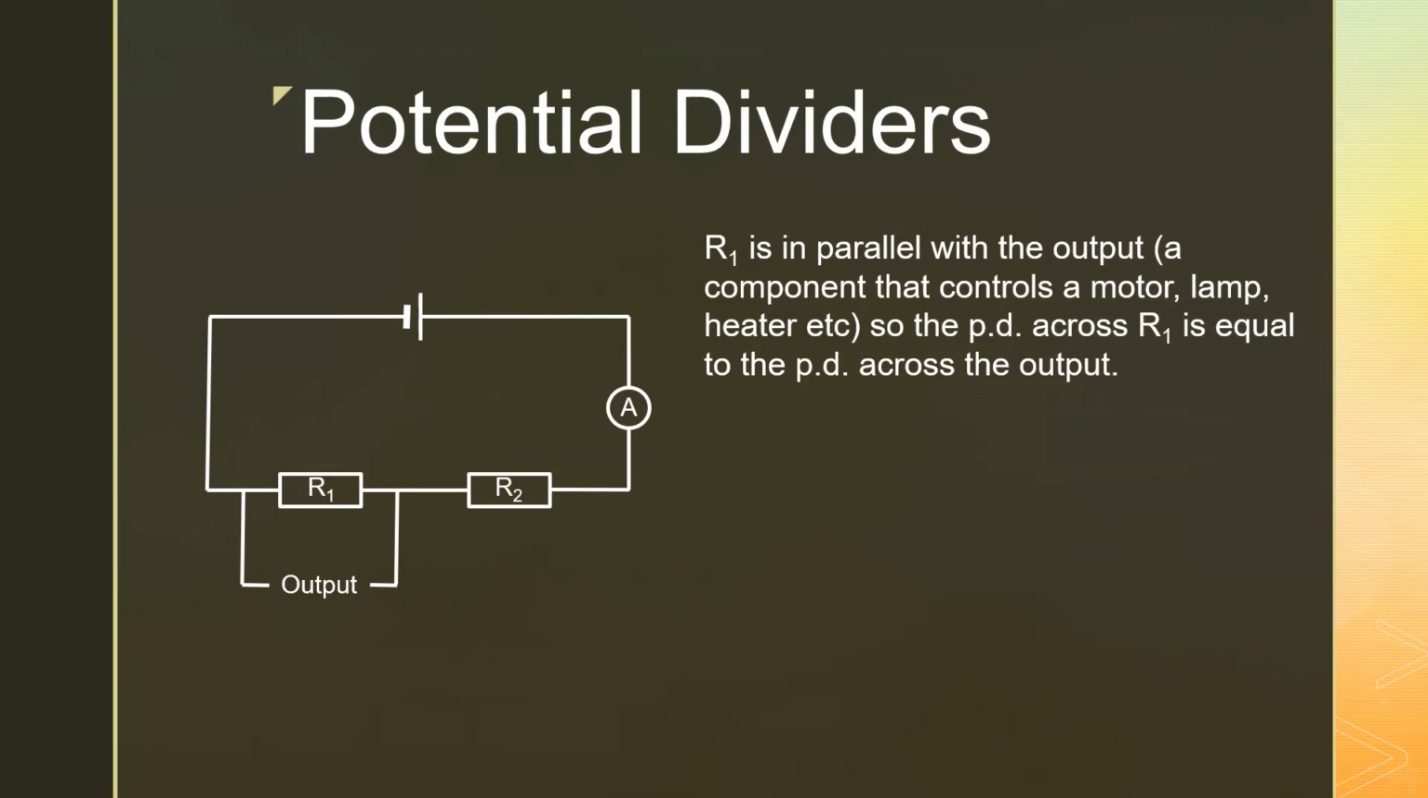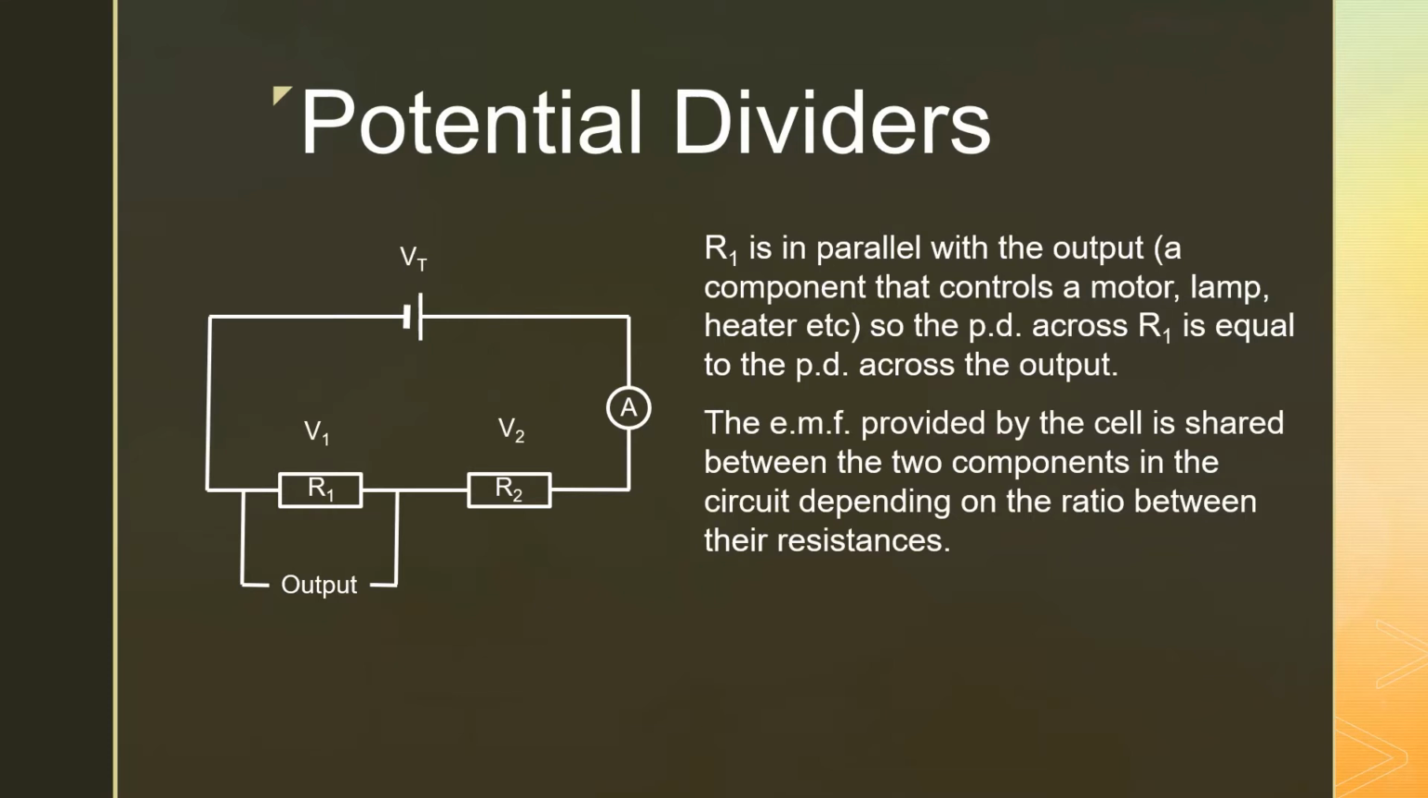The second thing we need to understand is that the voltages across each of these two resistors add up to the voltage across the cell. So here I've labelled the potential difference across R1 as V1, the potential difference across R2 as V2, and we know that they must add up to VT.